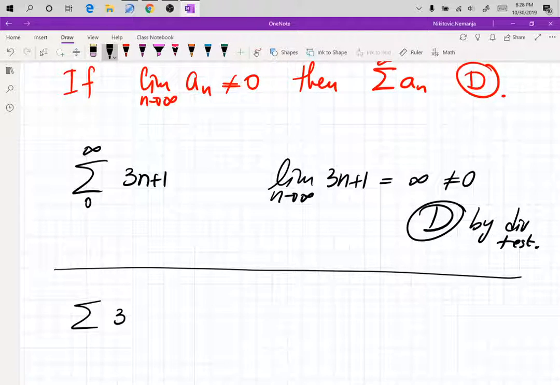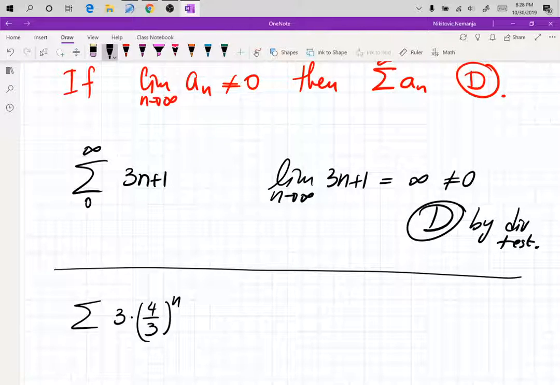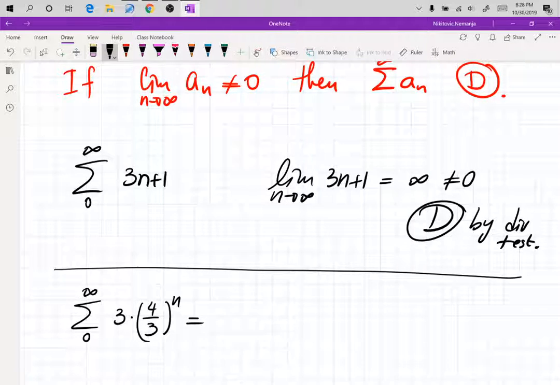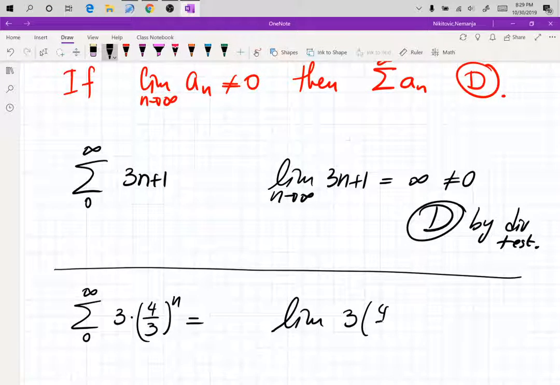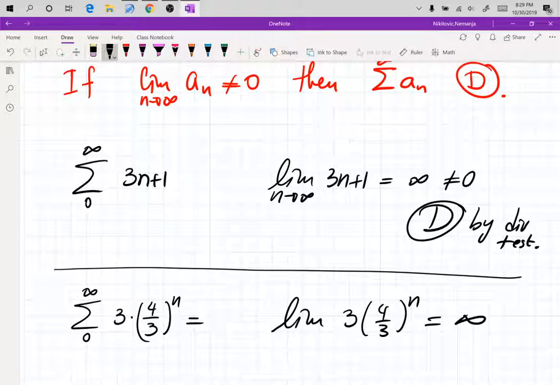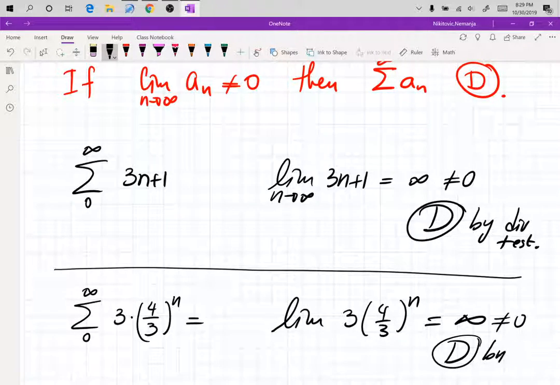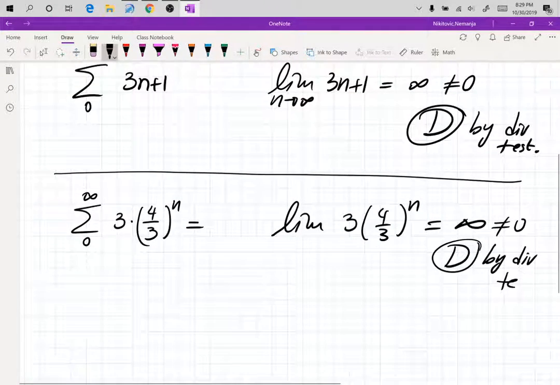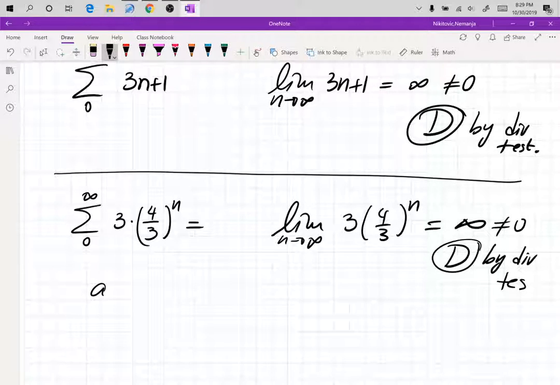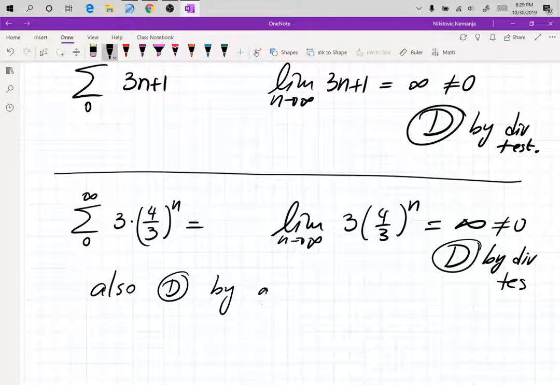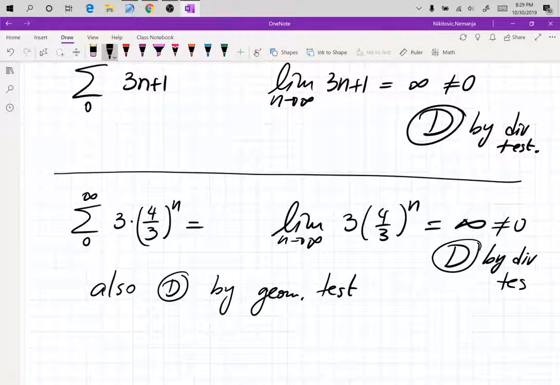Summation of 3 times (4/3) to the n when it goes from 0 to infinity. What do we know about this? By geometric, right? Yeah. Excellent. Limit of 3 times (4/3) to the n is going to be infinity, not 0. It can also diverge by divergence test. Also diverges by geometric test. Great.